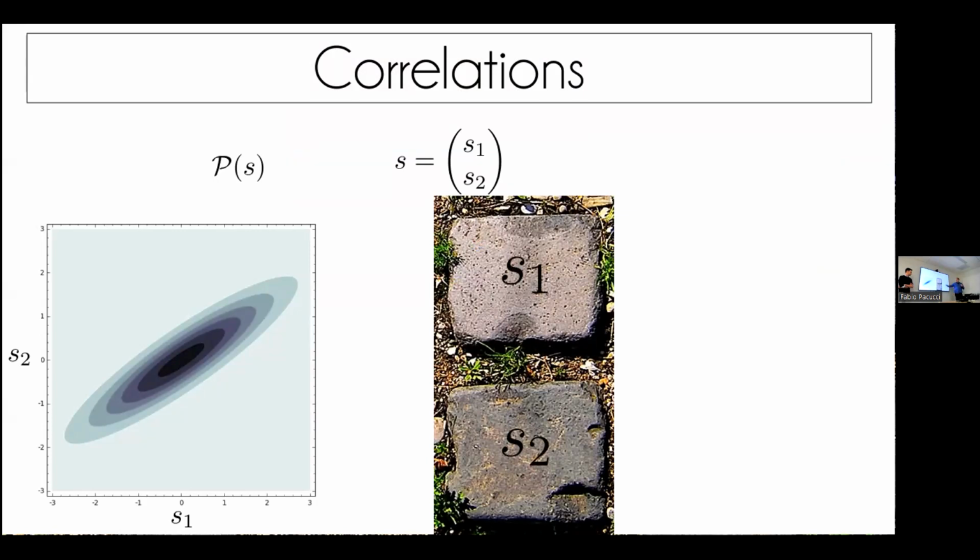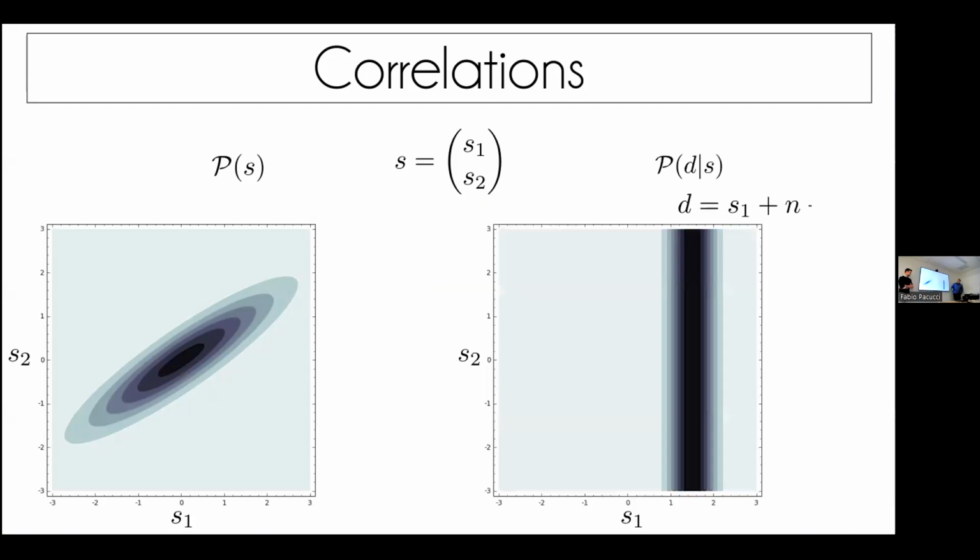Let's do a measurement of S1. So our data is S1 plus some noise. No statement about S2 from the data. We can map out the likelihood, what it says as a function of S, and it wants to constrain S1. So S1 should be here, no statement by the data about S2.